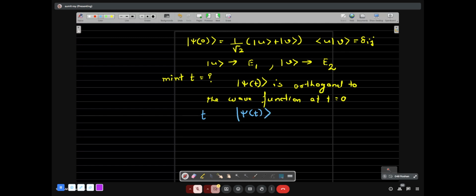Psi t, isn't it? Yes, sir. And if it is now orthogonal with psi 0, then this inner product must be 0. Yes, sir. Just this much and the question is solved. All we need is: psi 0 is known, we have to find psi t. Agree? Yes, sir. So I am just concerned with getting psi t.